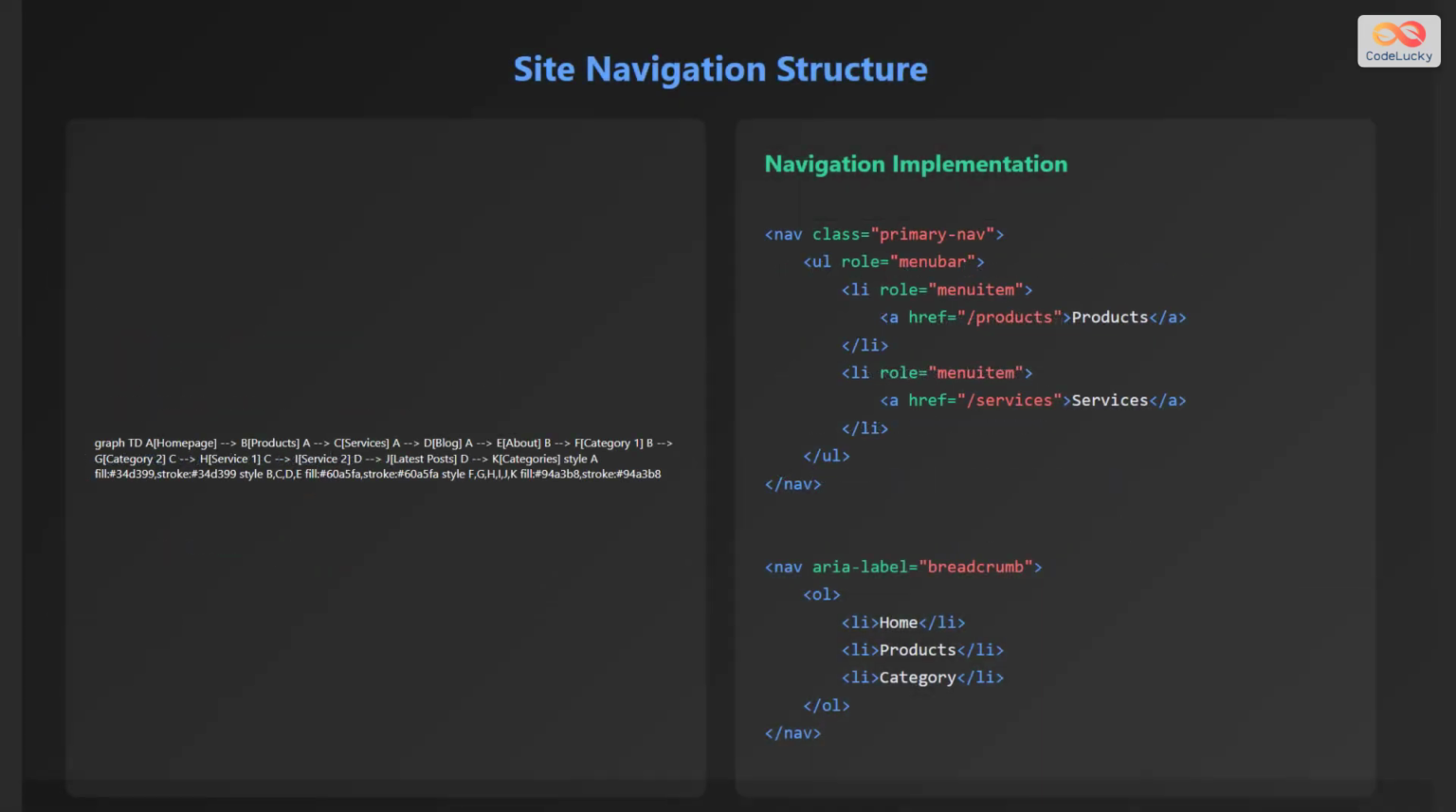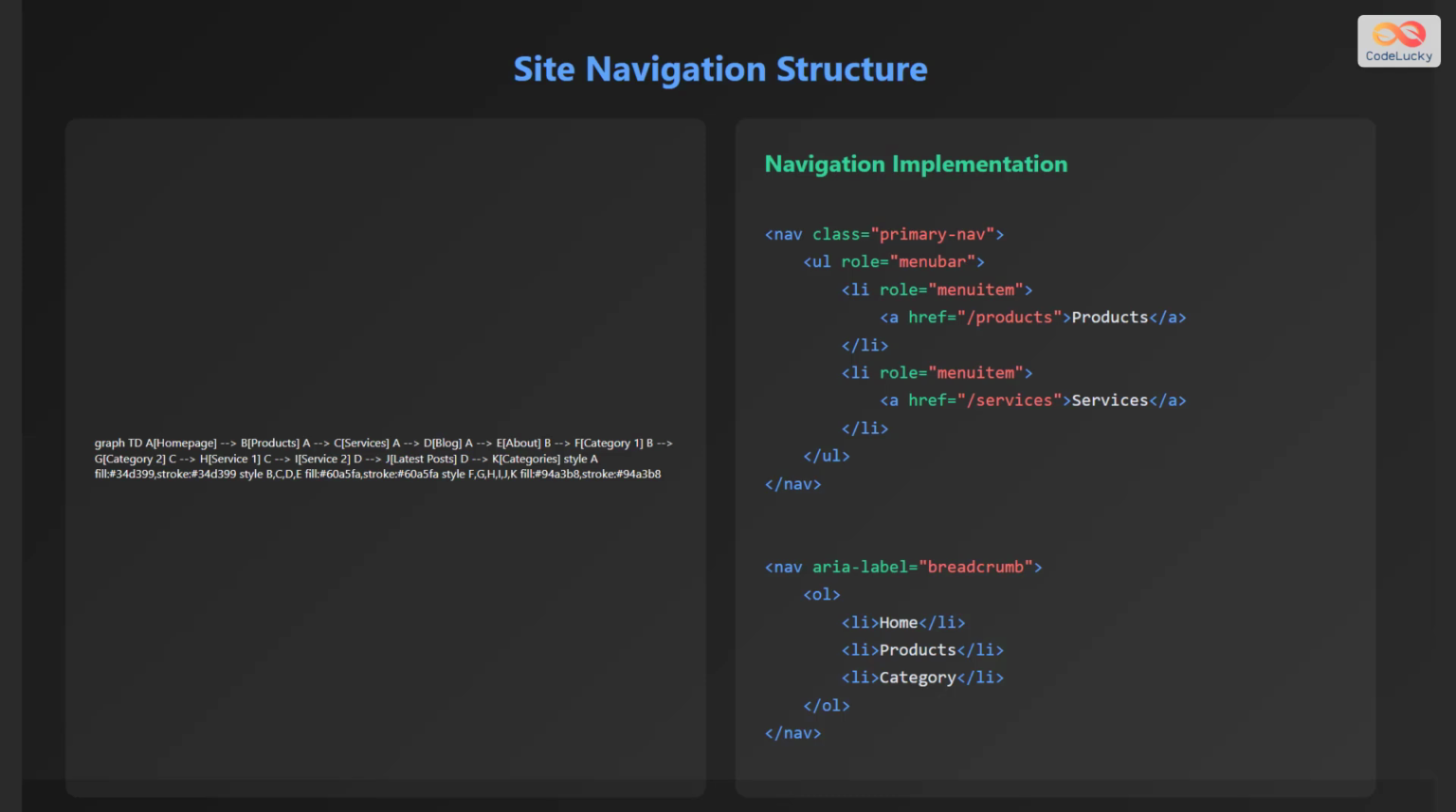A typical site navigation structure starts with a homepage, from which different sections, such as products, services, blog, and about, are linked. The products section can further be divided into categories, such as Category 1 and Category 2. Similarly, the services section can be divided into Service 1 and Service 2, and the blog section can be divided into latest posts and categories.